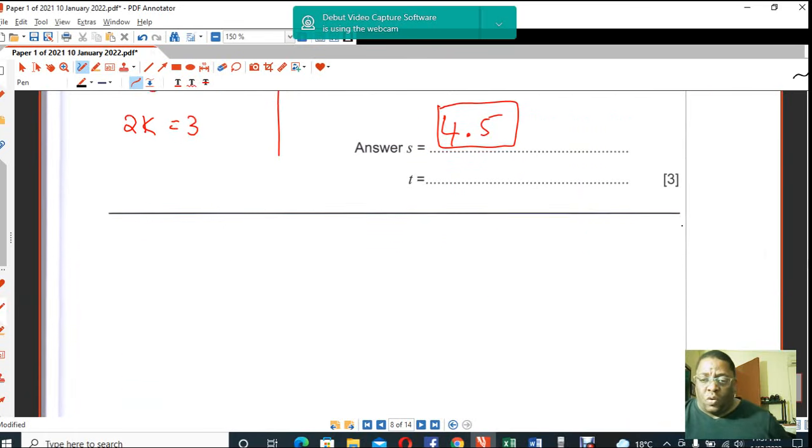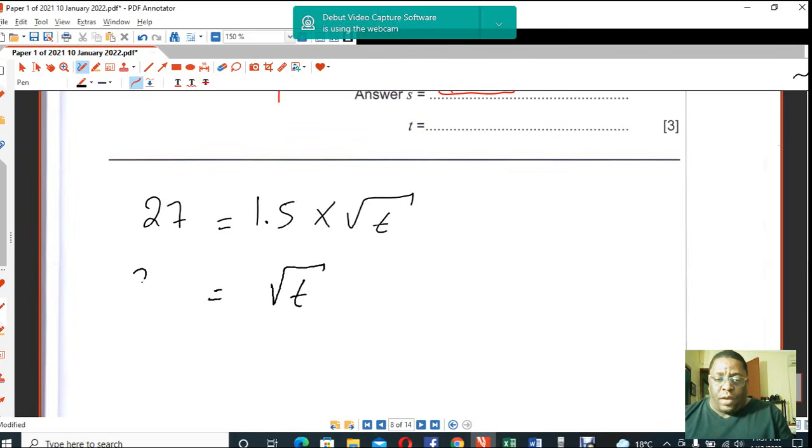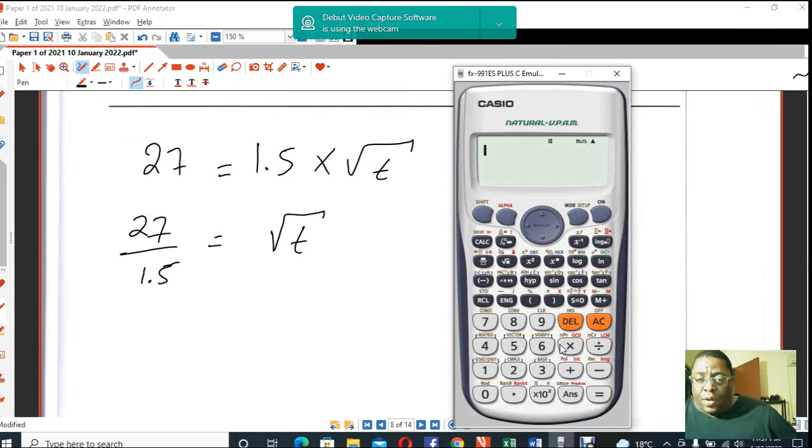Okay, so I'm just going to, because I'm running out of space, so I have 27 is equal to 1.5 times the square root of t. In order for me to isolate the square root of t, I'll have the 27 divided by 1.5. I hope you're still with me. Okay? And you can go ahead then and grab your calculator in order for you to see what is 27 divided by 1.5. Well, that gives you 18. Are you with me so far?